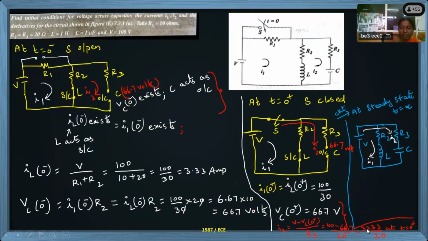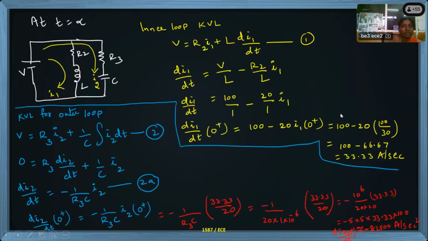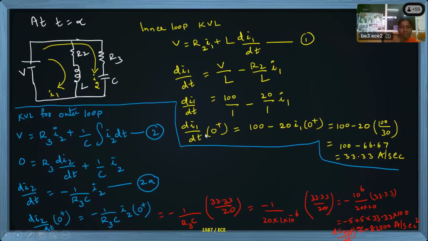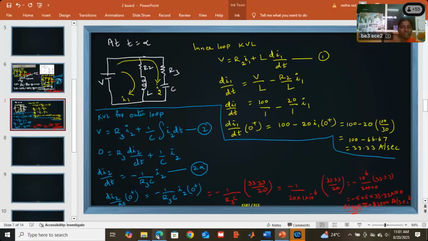That current I2 of 0 plus we calculated on the right bottom. It is 33.33 by 20, and we applied KVL for inner loop, calculated the first order derivative for I1 current, 33.33 ampere per second. KVL for outer loop, we have calculated the I2 current derivative at 0 plus, and the value is minus 82500 ampere per second. So this is about the DC transients problems.